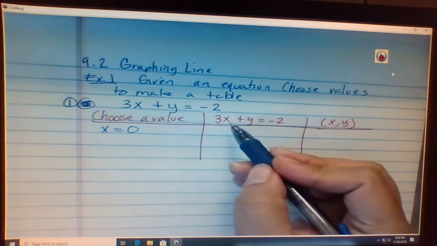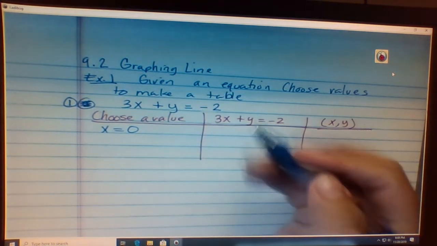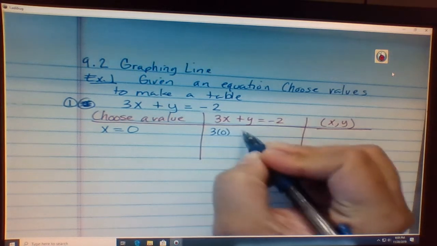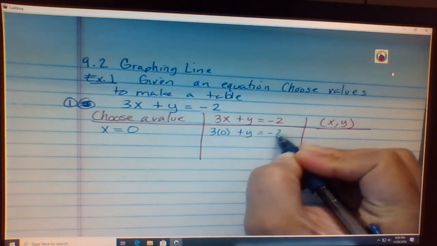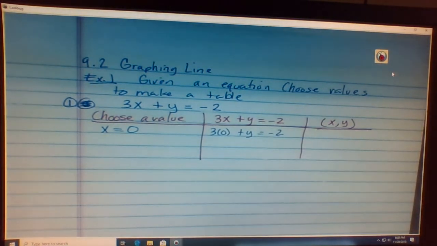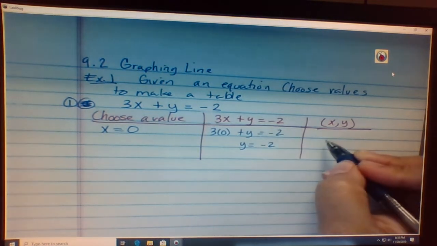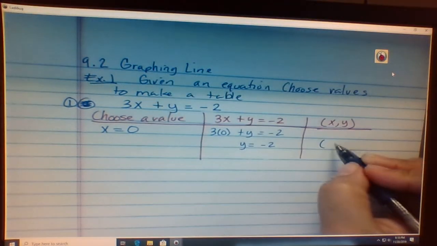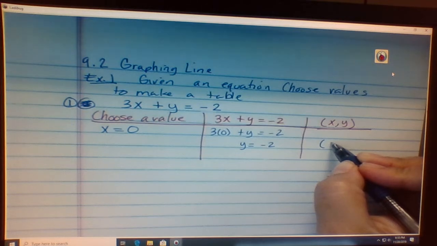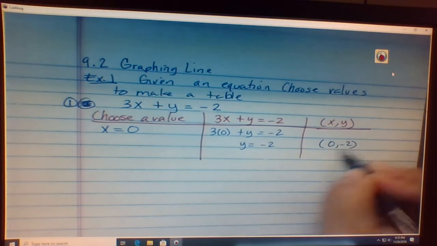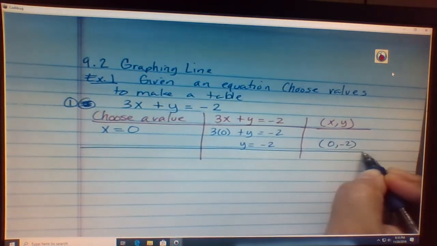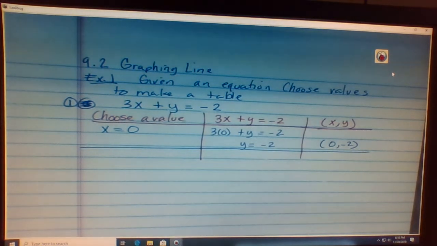That means I plug in a 0 for x. So I have 3 times 0 plus y equals -2. So then y is what? -2. So what's my point here? My ordered pair is going to be (0, -2). Boom. We're done with 1.